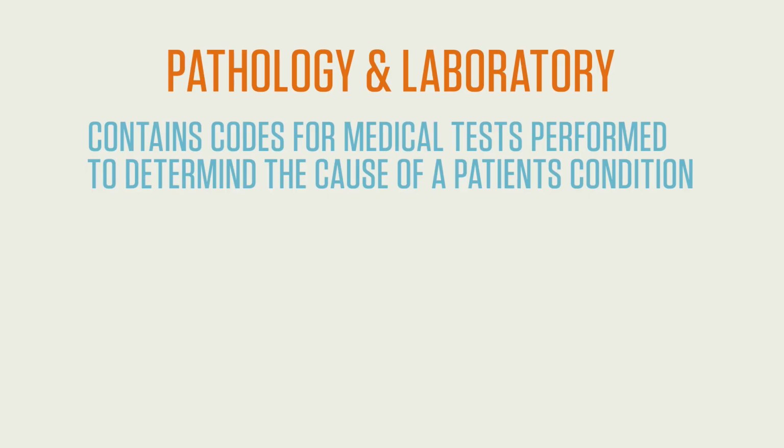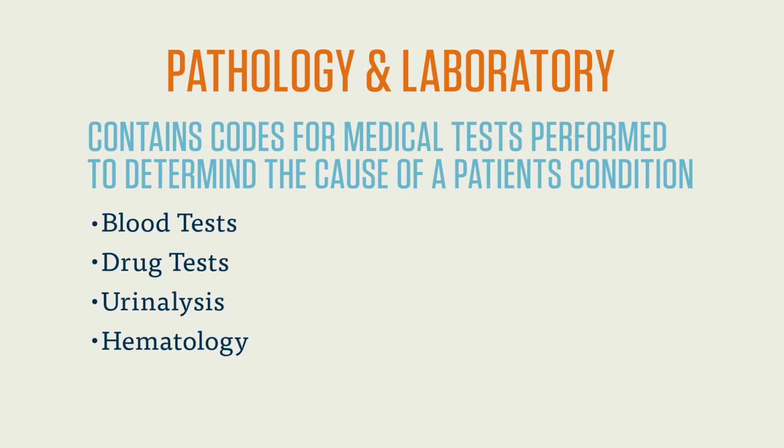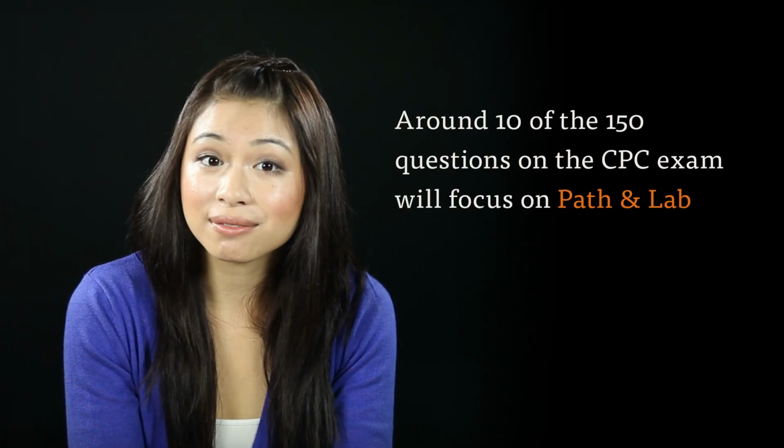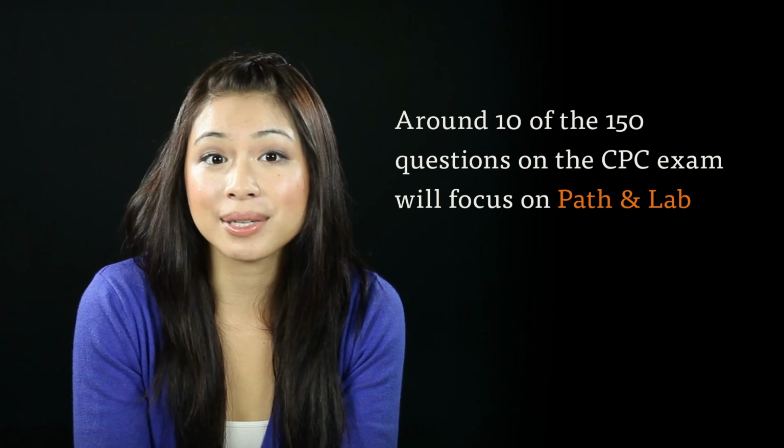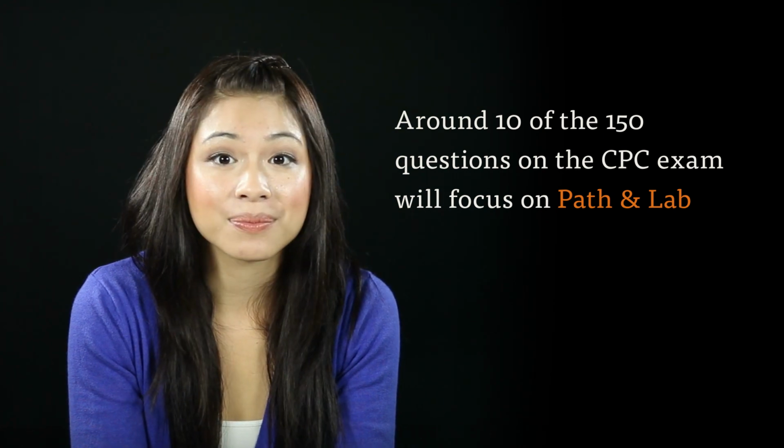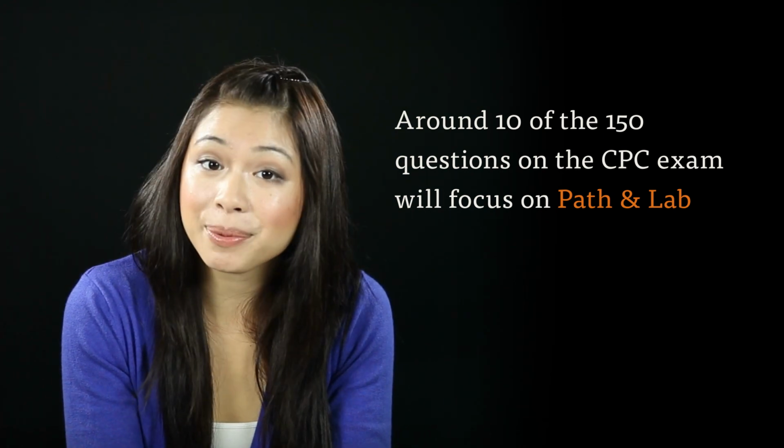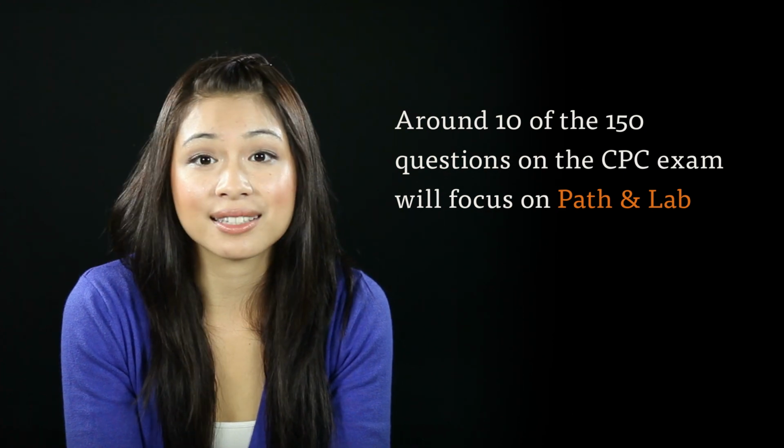One of the two smallest sections of CPT Category 1, the Pathology and Laboratory section contains codes for the numerous medical tests specialists perform to determine the cause of a patient's condition. This may include blood tests, drug tests, urinalysis, hematology, and a variety of other assessments. Despite being a relatively small section compared to, say, surgery, around 10 of the 150 questions on the CPC exam will focus on path and lab. This figure is approximate as the AAPC does not publish the makeup of the CPC exam.